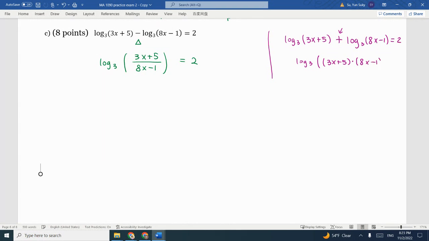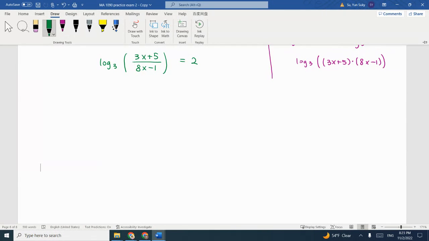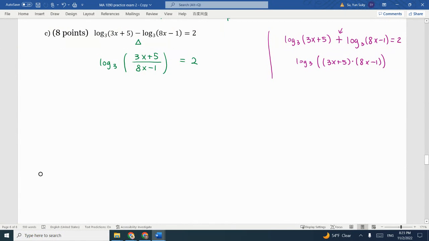Okay, so this is a product. Be careful, it's really important whether it's subtraction or addition. After we combine into a single log, we can then apply the exponent to both sides. Here, this is log base 3, so on both sides apply 3 to the power.